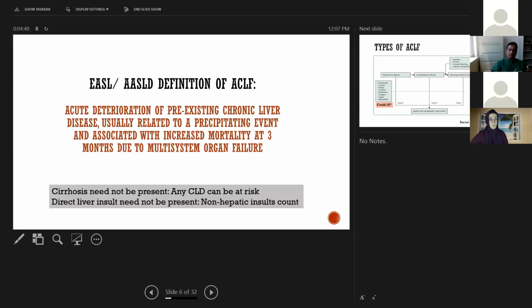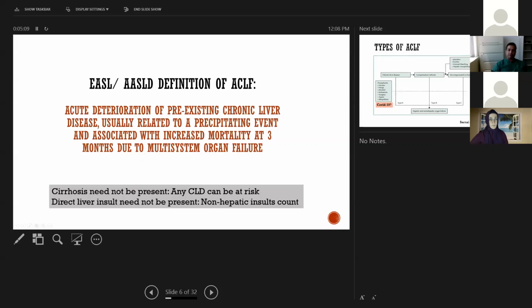So according to the current scenario, this patient has ACLF, acute on chronic liver failure, which according to the definition by EASL and AASLD, any deterioration in a pre-existing chronic liver disease would qualify as ACLF. It's typically related to a precipitating event, and it is characterized by the presence of organ failure. And it is because of that organ failure that there is an increased mortality at 3 months.